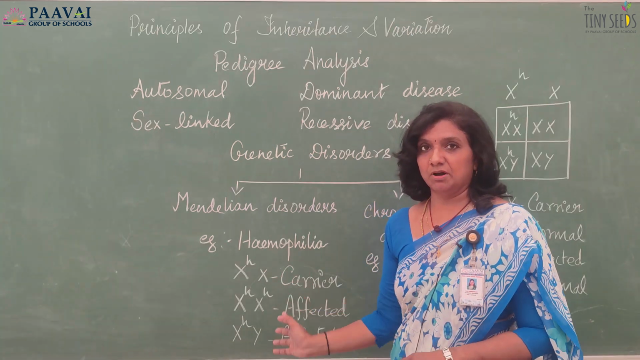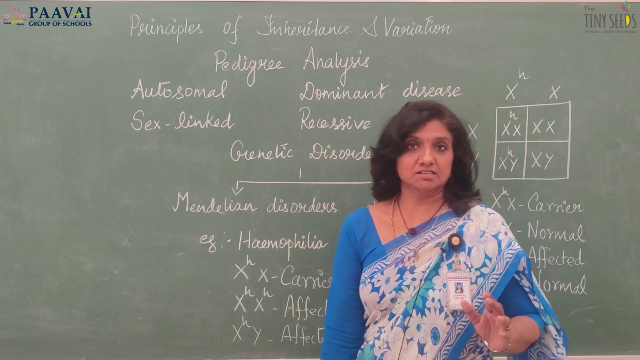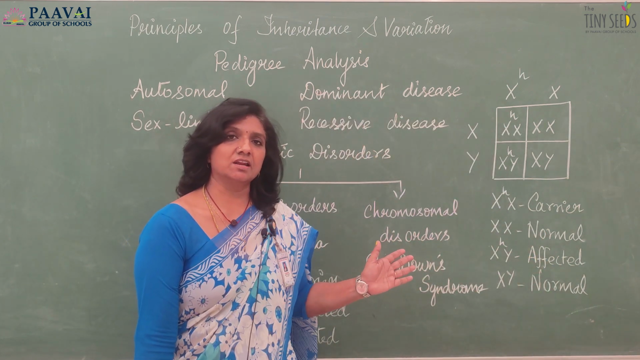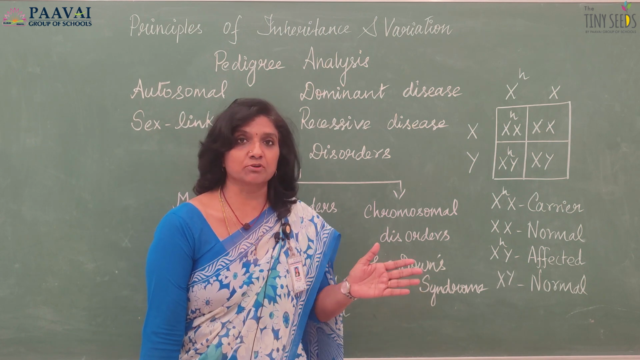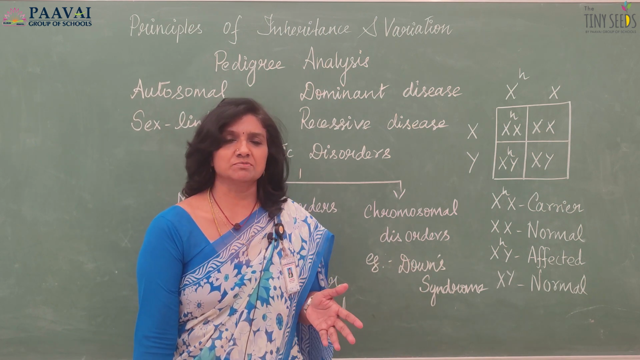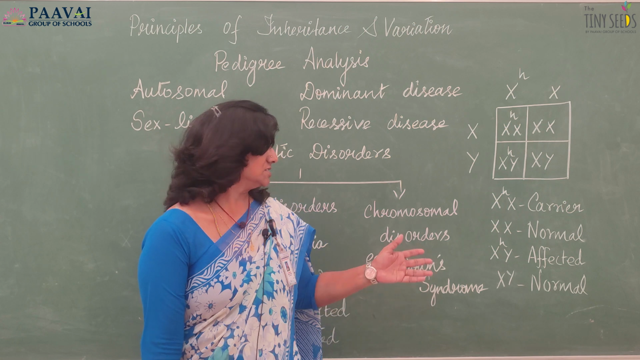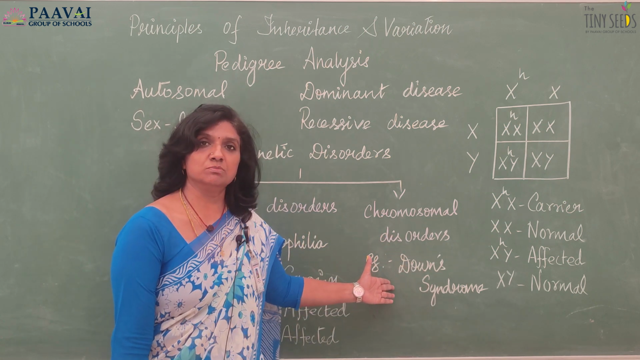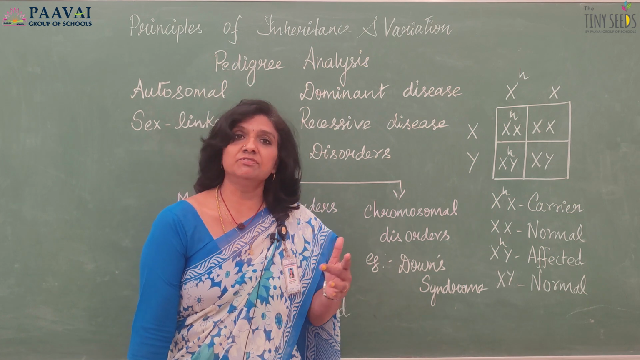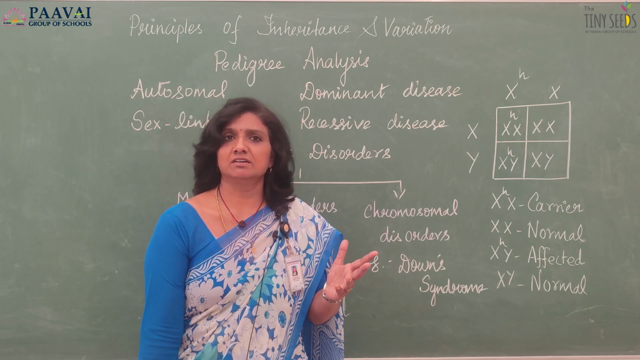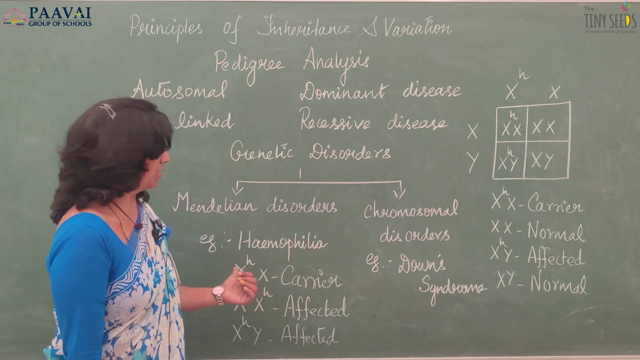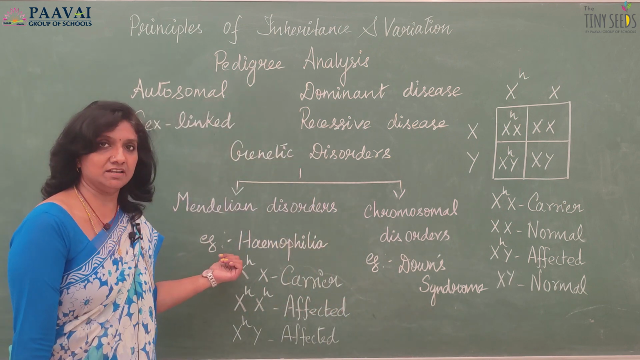Now let's see about the other type, that is chromosomal disorder. Here we can see there will be a loss or gain of chromosomes. So many types of disease will come under this particular chromosomal disorder, like Down syndrome, Turner syndrome, Klinefelter syndrome. Everything I'll teach you in the next class. But before that, let us see about hemophilia in detail.